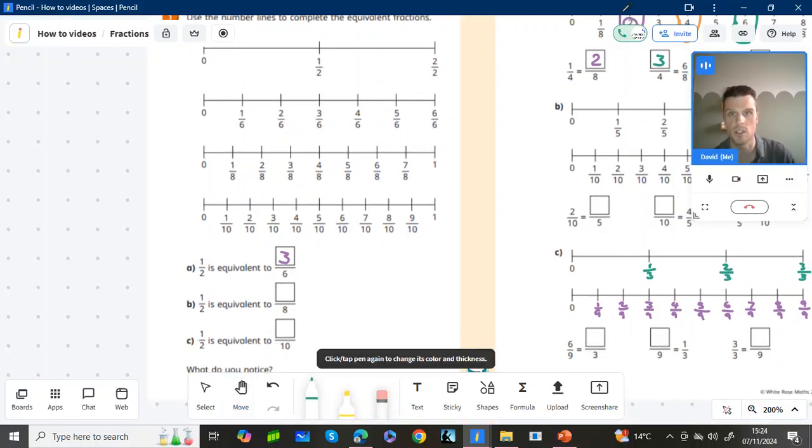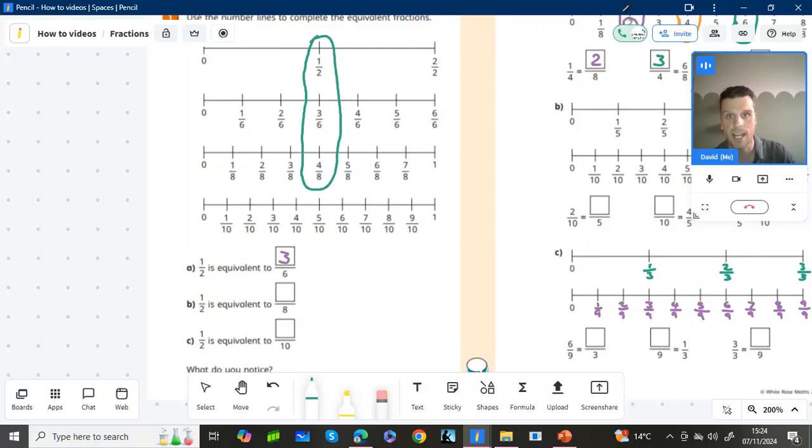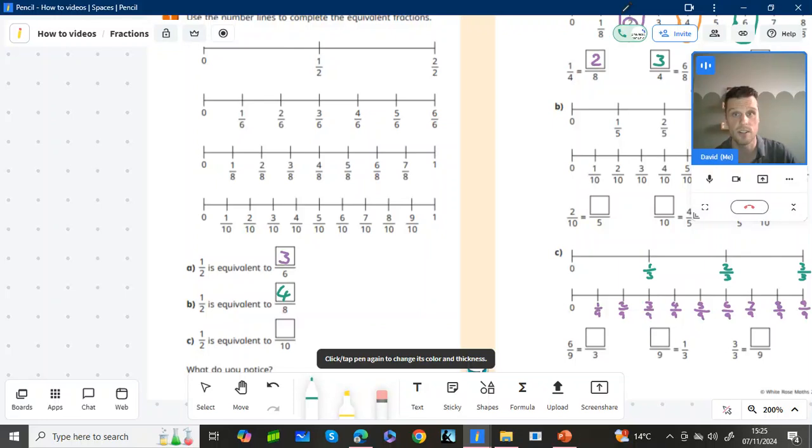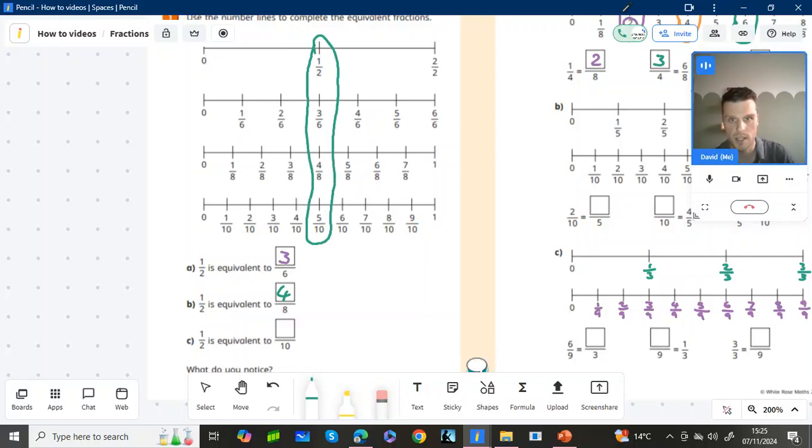So I'm going to circle from a half all the way down. And as I can see, it's equivalent to 4/8. So I'm going to circle that one. And then the question asks me, a half is equivalent to how many tenths? So again, starting with a half, all the way down to a tenth this time, circle all the way back up. And as I can see, it's equivalent to 5/10.